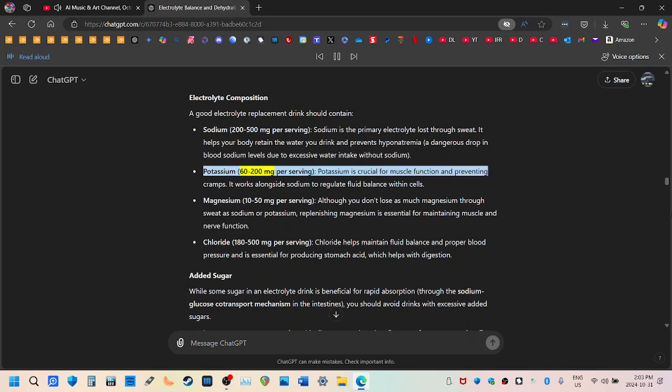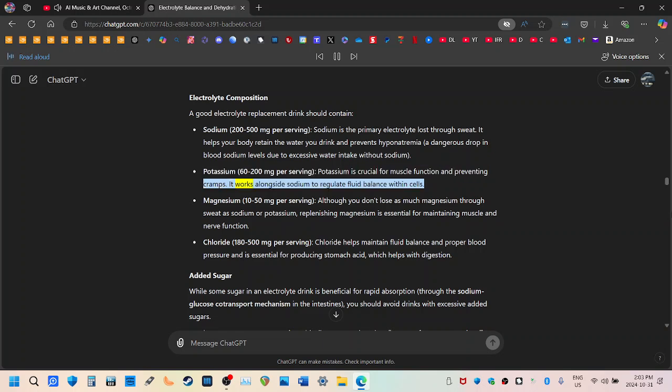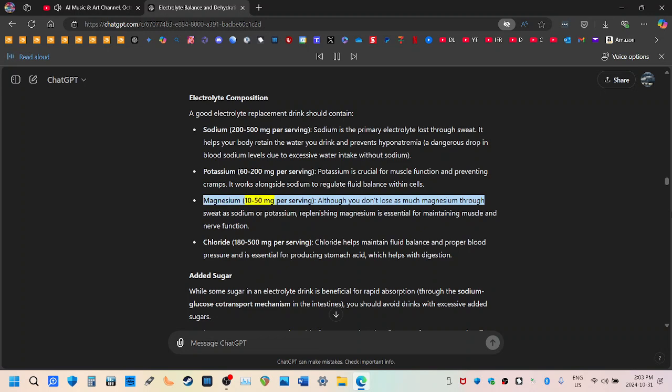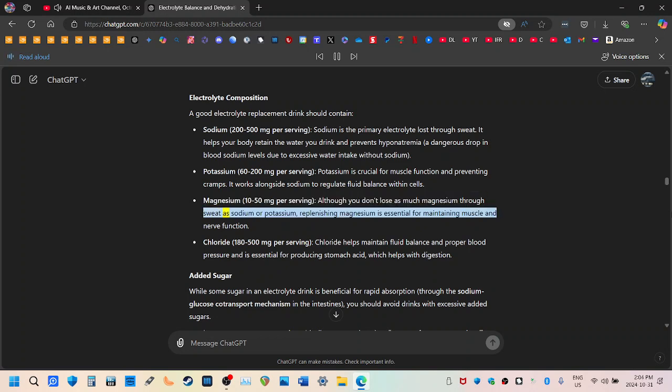Potassium, 60 to 200 milligrams per serving. Potassium is crucial for muscle function and preventing cramps. It works alongside sodium to regulate fluid balance within cells. Magnesium, 10 to 50 milligrams per serving, although you don't lose as much magnesium through sweat as sodium or potassium. Replenishing magnesium is essential for maintaining muscle and nerve function.